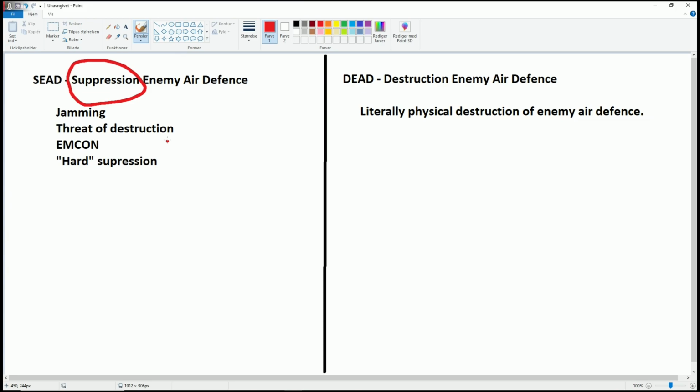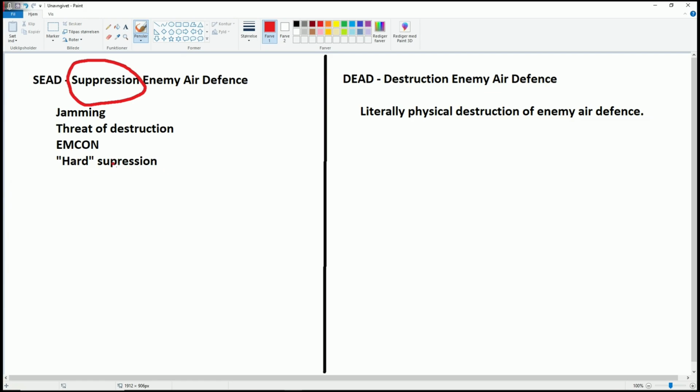If you, as a SEAD package, achieve EMCON on the enemy, you have hereby nullified the enemy air defenses' part in the math. Therefore, it is no longer a threat. Your strike package can go through and come back without any threat from that. So EMCON is another way. You can achieve EMCON by threat of destruction.